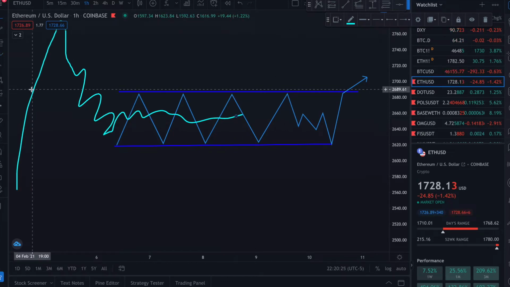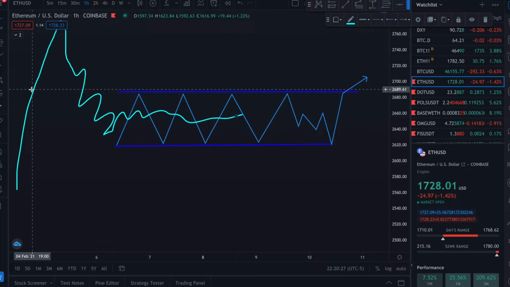Now let me show you some of these channels, these rising channels, these downward moving flag channels, and rectangles in a real world trade.